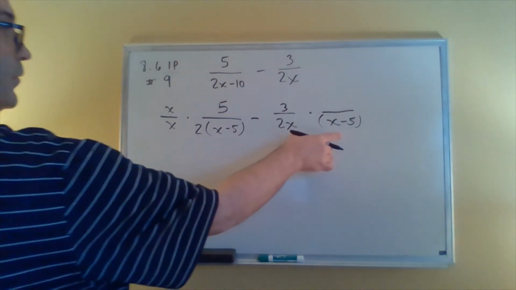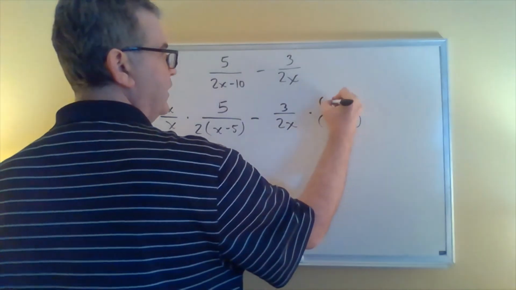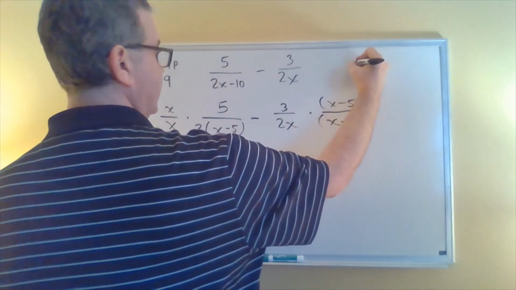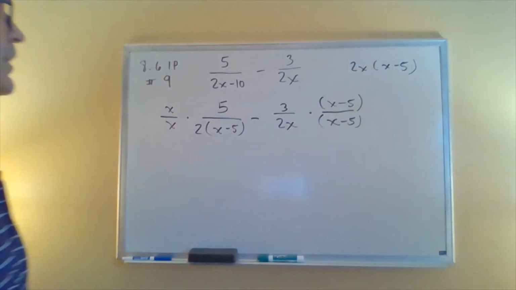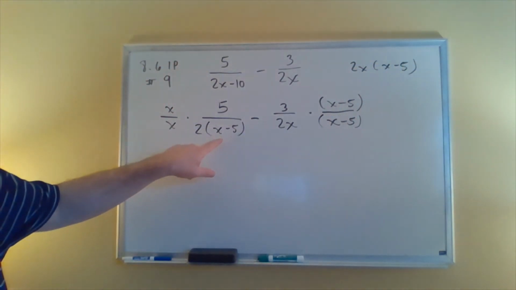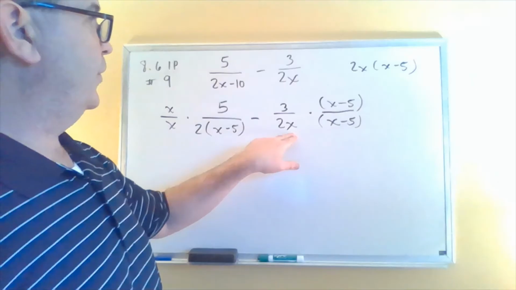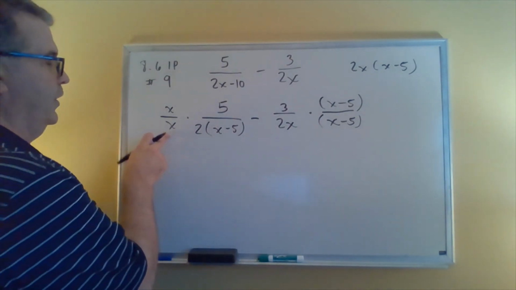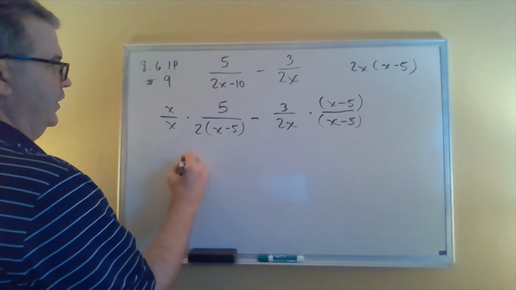I get 2x times x minus 5 over here, 1 over 2x, x minus 5 over here. Good. Just had to take a second to look at that. So my common denominator is going to end up being 2x, x minus 5. So I'm going to be multiplying this 2x minus 5 times x. I'm going to be multiplying this 2x times x minus 5. So whatever I do on the bottom, I have to do to the top. So same there. So let's go ahead and work that out.